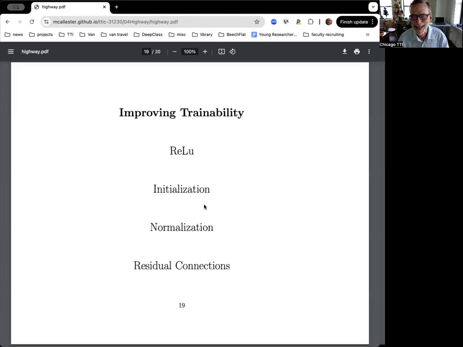Okay, so that's the end of this unit. These are 4 architectural innovations that have proven their worth, and they are universal in modern networks. So thank you very much.